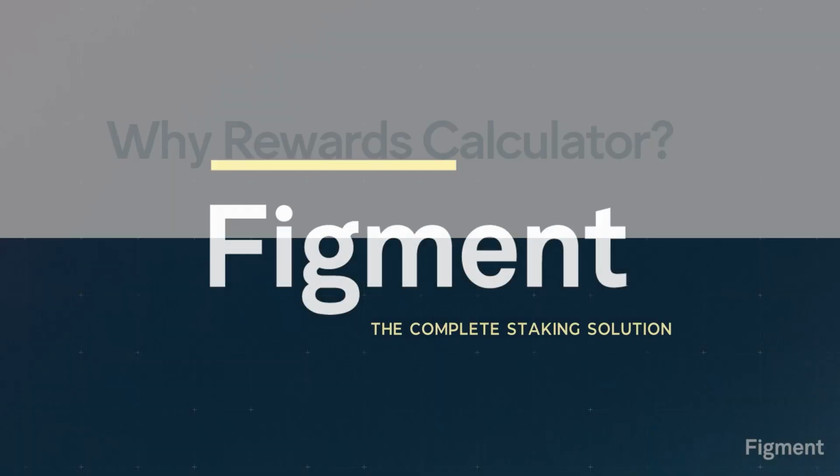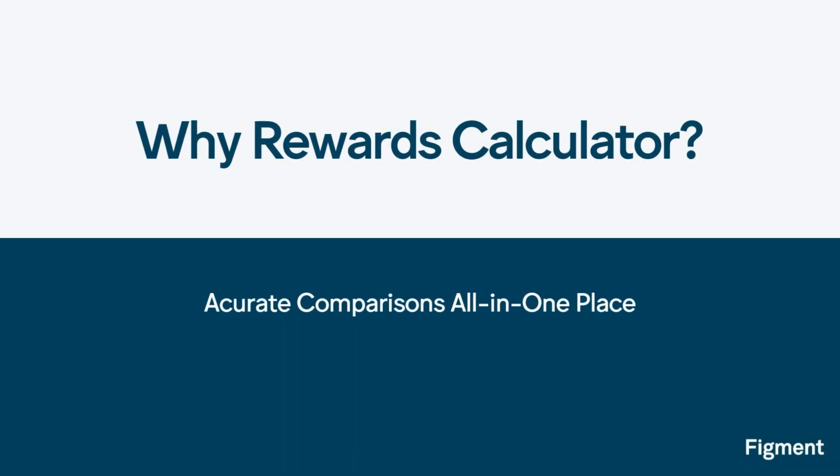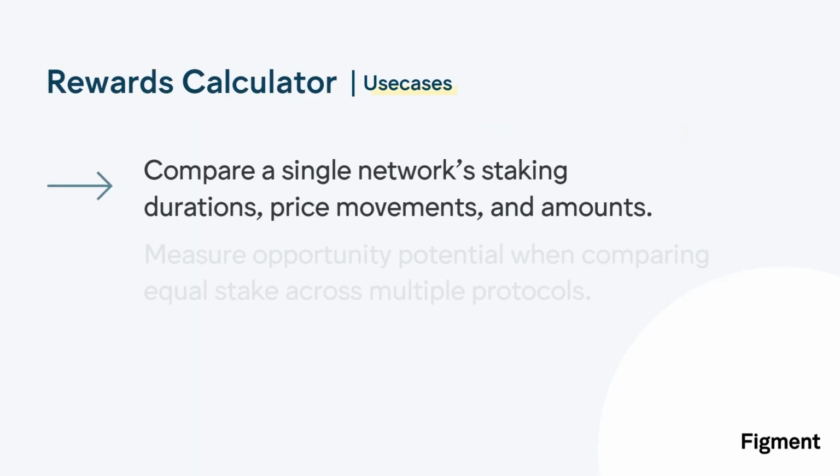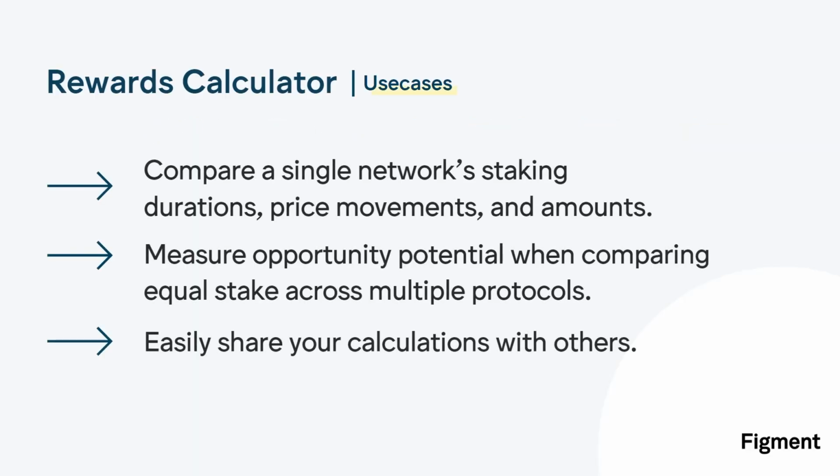There are many use cases here with Figment's rewards calculator. At launch, the rewards calculator will support Ethereum, Solana, and Polkadot. Throughout 2023, the Figment team plans to add a mixture of protocols like Matic, Avalanche, Near, Atom, Osmo, and more. With the rewards calculator, users can calculate their protocol staking rewards on a single network or combine multiple networks to calculate cumulative rewards across all protocols.